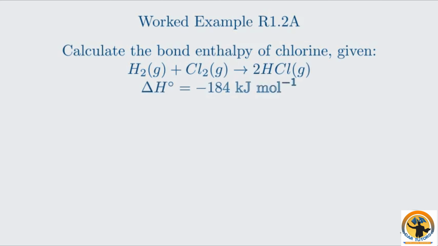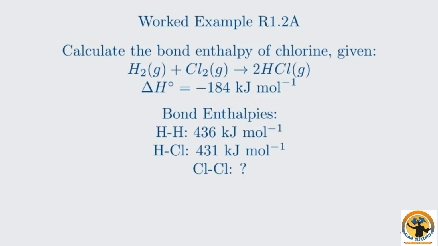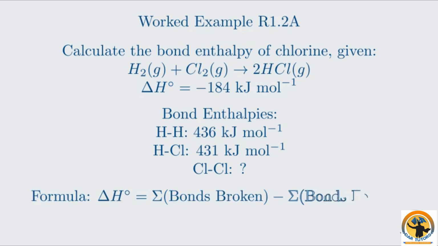Let's work through another example. You will be able to calculate unknown bond enthalpies from reaction data. In this problem, we're asked to find the bond enthalpy of chlorine, given the bond enthalpies of hydrogen and hydrogen chloride, along with the overall enthalpy change of the reaction. We will reverse our previous method to solve for the unknown. We'll use our bond enthalpy formula.